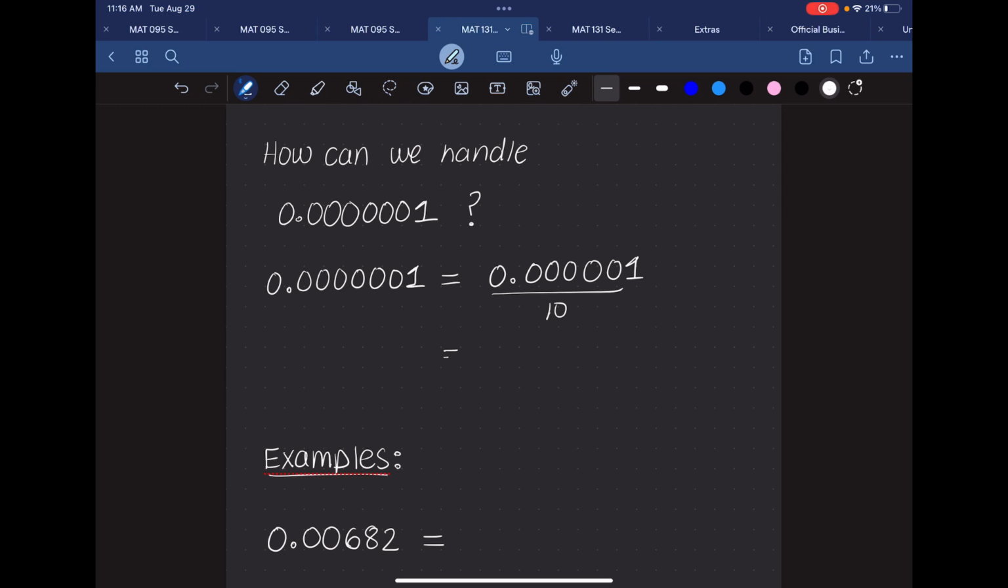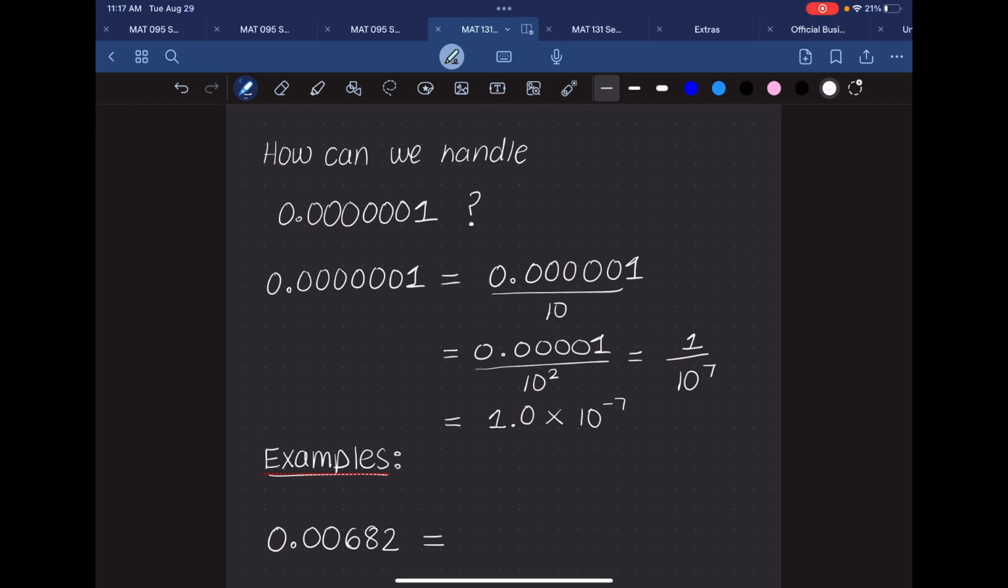And I can keep doing that, dividing out by 10. 0.000001 divided by 10 squared. So I shifted the decimal point again. I can shift the decimal point 5 more times and get 1 divided by 10 to the 7. Well, we know that 1 over 10 to the 7 is just 10 to the negative 7. So I can write this as 1.0 times 10 to the negative 7.